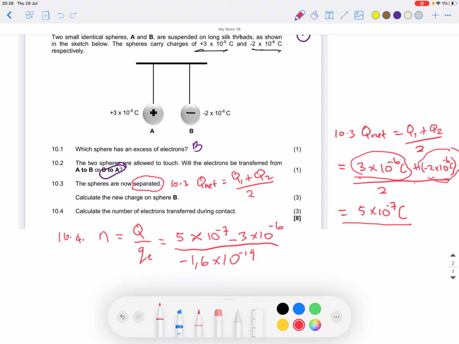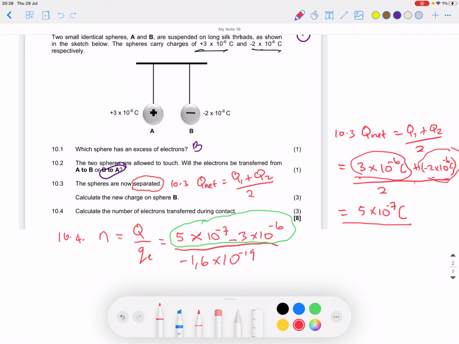The reason we are using two charges here instead of one is because this is a new charge. Now we want to understand the number of electrons which were transferred, so we subtract the final electrons minus the initial electrons. That's the only case where we use two charges. Otherwise, if we're only talking about one sphere, we only use the charge for that specific sphere.